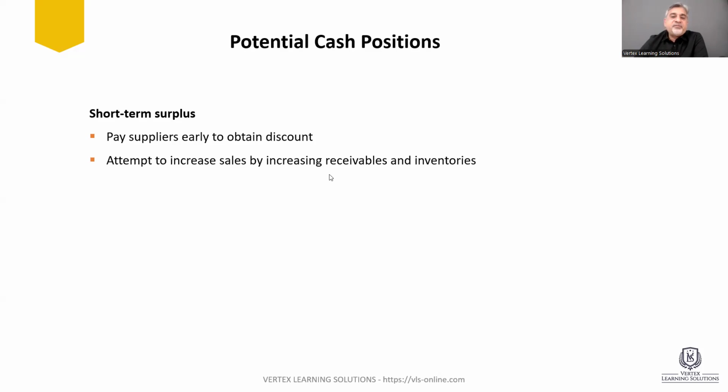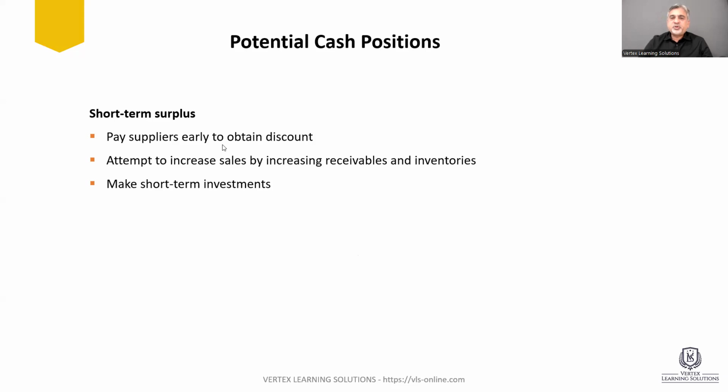Attempt to increase sales by increasing receivables and inventories. You can start giving more credit to your customers so that sales can increase because you've got extra cash. You buy goods, you buy materials, you produce extra goods, you give it out on credit. Make short-term investments. Because remember, whenever you have some extra cash, you want to use it somewhere to get some benefit. So we can make short-term investment.